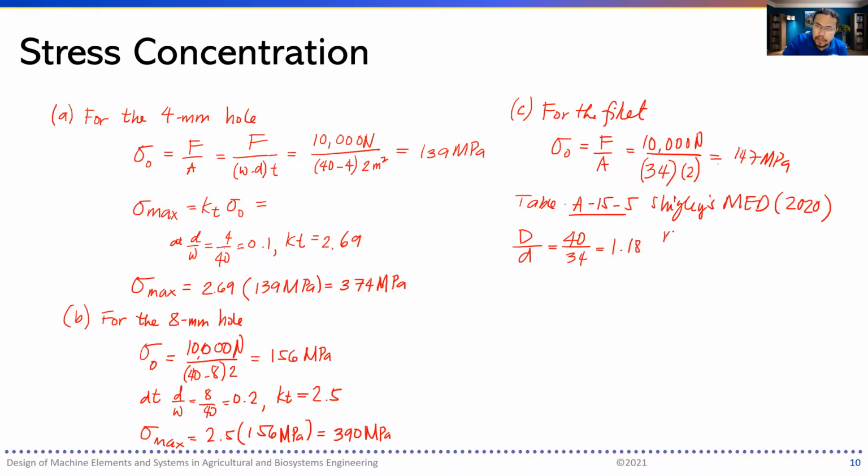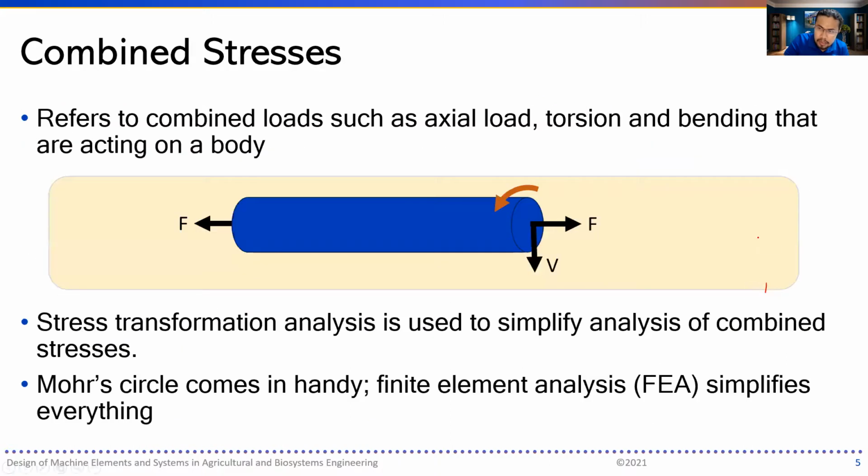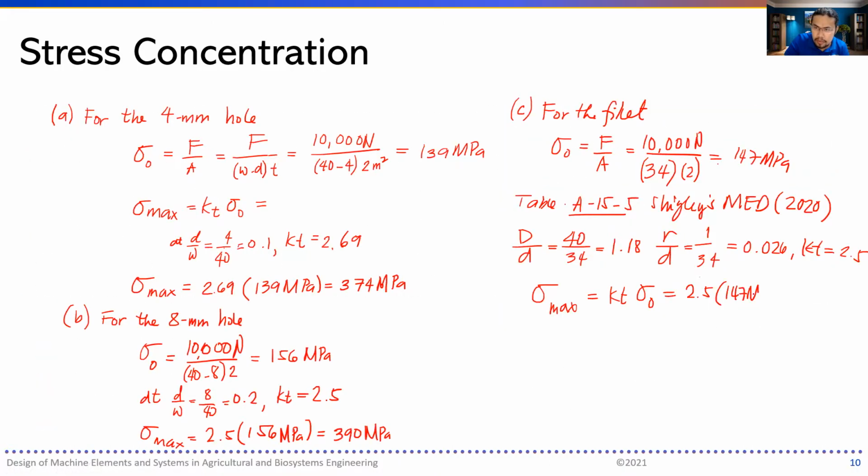Another parameter is the radius of the fillet over the diameter, which is 0.026. And using that table, it is determined that the KT is 2.5. Now, sigma max is going to be the KT times sigma sub 0, which is simply 2.5 times 147 megapascals. Apologies for that. It's 147 megapascals, and it's going to have a value of 368 megapascals.